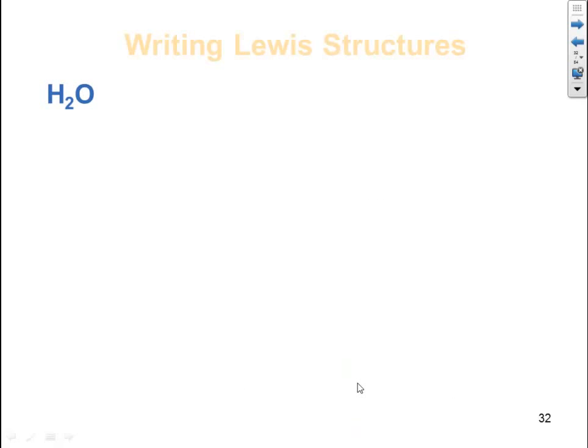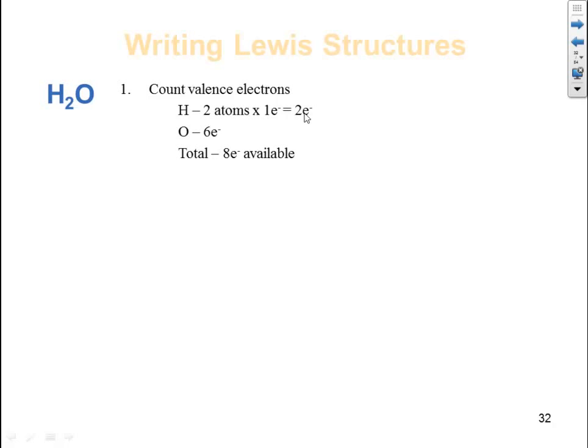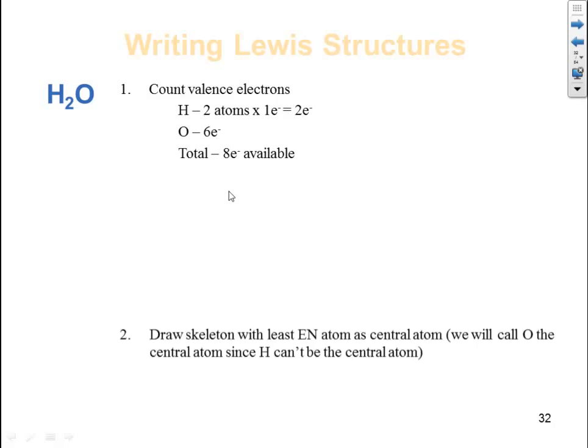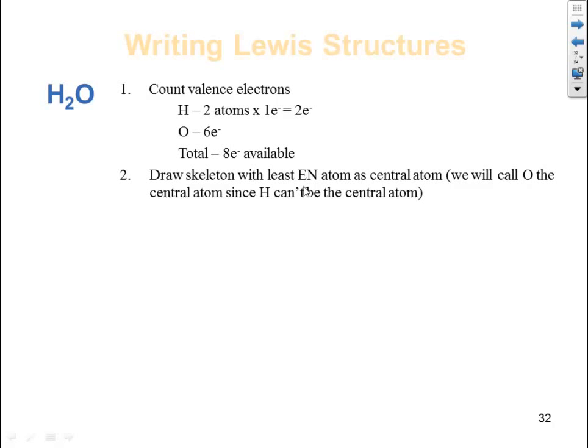Let's do H2O. Hydrogen has 1 valence electron. You've got 2 atoms, so you multiply by 2, which gives us a total of 2. Oxygen's in the 6th group, so it has 6 electrons, so we have a total of 8 electrons. We're going to draw the skeleton with the least electronegative atom in the center. Since all we're dealing with are hydrogens and oxygens, oxygen has to be the central atom.